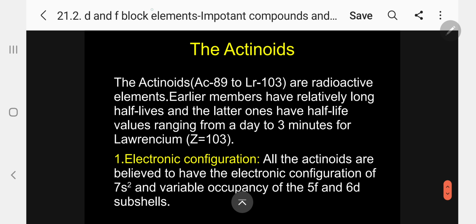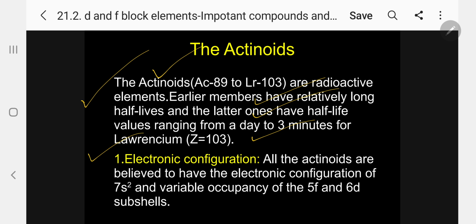Coming to the actinoids, as usual we know the 5f orbital. Actinoids are also inner transition elements. The actinoids, actinium 89 to lawrencium 103, are radioactive elements. The earlier members have relatively longer half-lives and the latter ones have half-life values ranging from a day to 3 minutes for lawrencium, which is 103. Kindly follow.